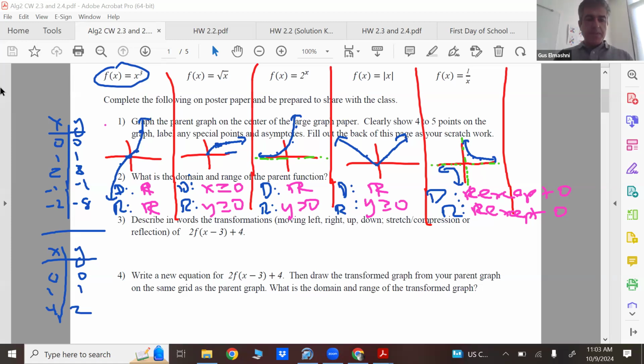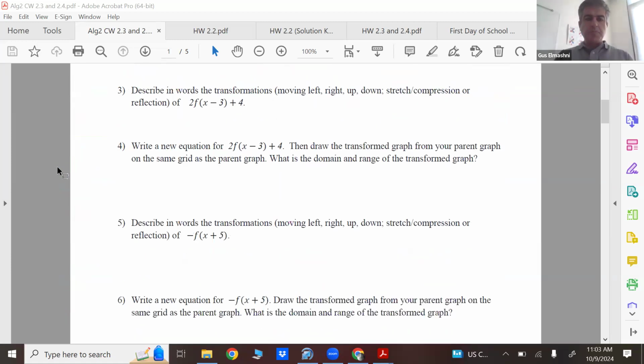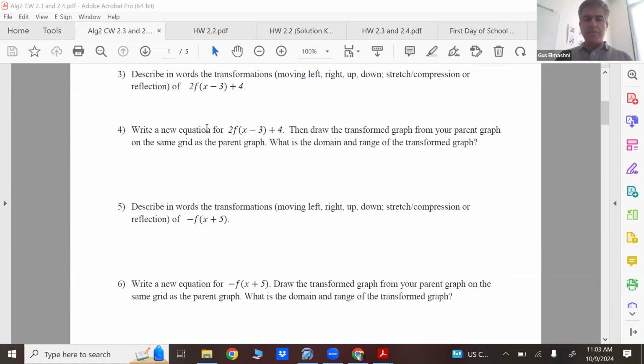So let me clear the screen because it's getting a little busy. Okay, what does this transformation do? So this is going to be a stretch. I'm going to label it as a vertical stretch. That's going to be up 4. And that's going to be right 3.